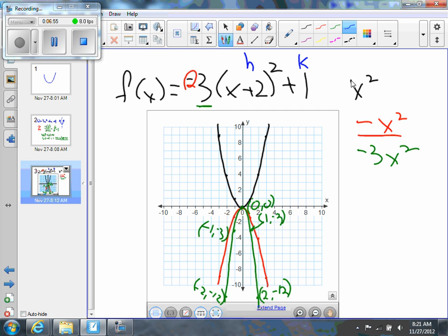Okay, so I'm going to go with my h and k, left 2, up 1. So every single point I had on my green, I'm going to go left 2 and up 1. So I had 0, 0, I'm going to go left 2 and up 1. I'm going to have a new point right there, and that's going to be -2, 1. And I had this point right here, which was -1, -3. I'm going to go left 2, 1, 2, and up 1. So that's now going to become the point -3, -2.